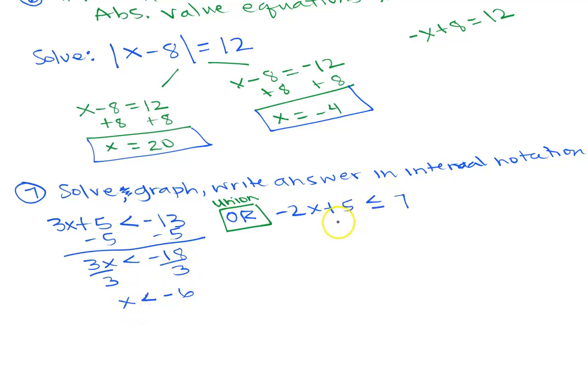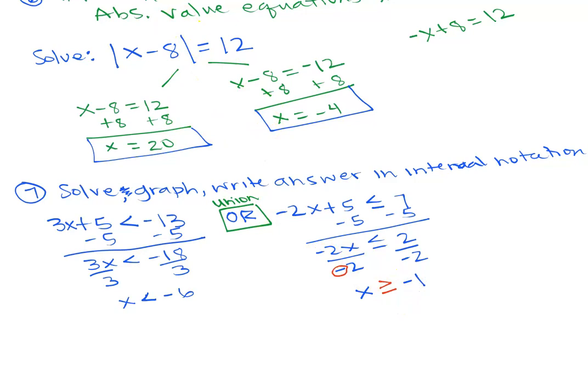Now let's solve this one over here. We'll start by subtracting 5 over. -2x ≤ 7 - 5, which is 2. And now we need to divide by a negative 2. What happens when we divide by a negative? Switch the sign. Yeah, that inequality sign has to flip the other way. So I'm going to put it in red just to make sure it stands out. It was less than or equal to, but because we divided by a negative, we have to flip that sign the other way. And so 2 divided by -2 is -1.